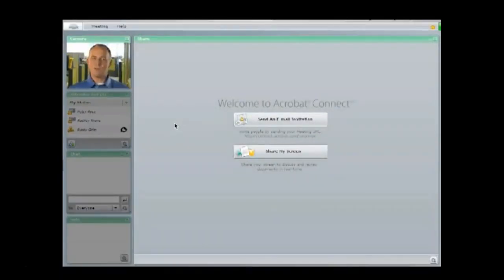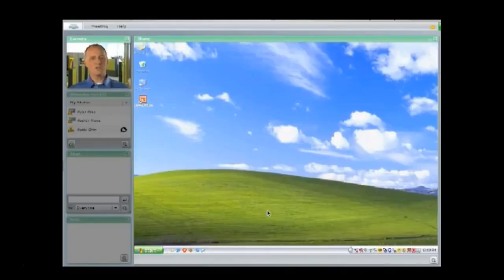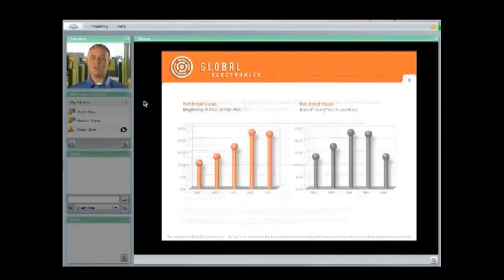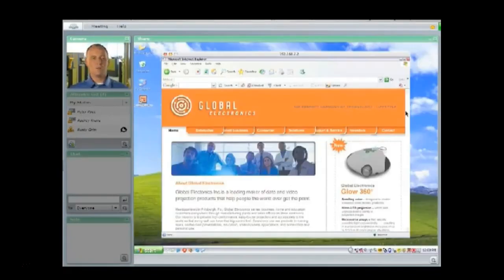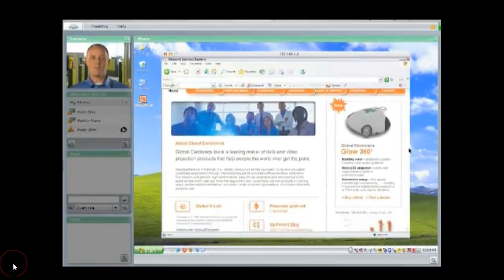When the current presenter is ready, click the Share My Screen button, then select what you'd like to share: your desktop, Windows, or an application. Once the presenter's screen is being shared, the real work can begin. We're seeing the presenter's desktop, which means the presenter can choose whatever files or application they need to share. The real beauty is that everyone sees exactly the same thing at the same time.